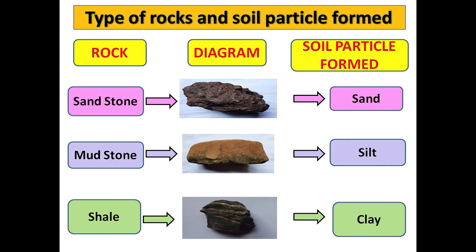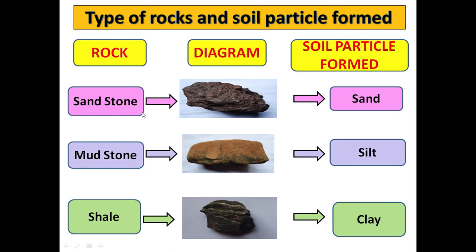So in this diagram here, we'll have the rocks in this column, the diagrams of the rocks in this column, and the soil particles formed in this column. Alright, so let's start here. So here you have the sandstone, and this is how the sandstone will look. The soil that is formed from this rock is sand.